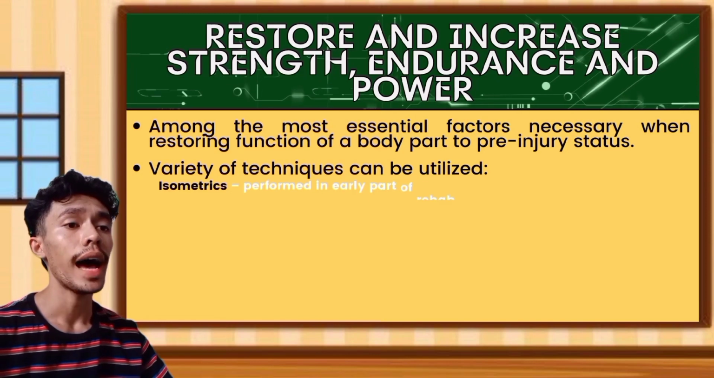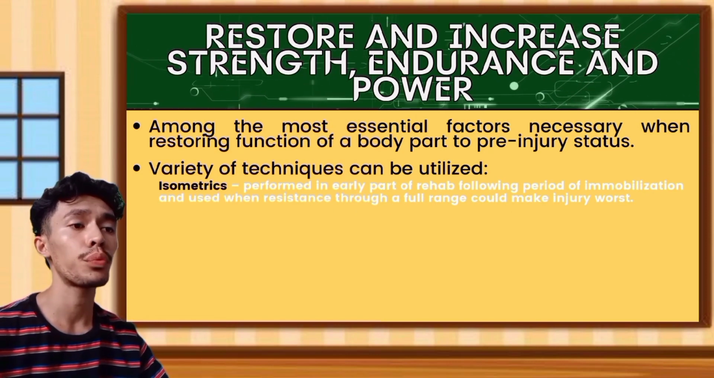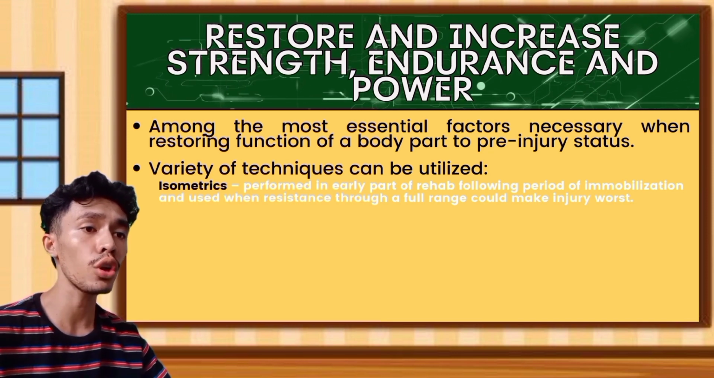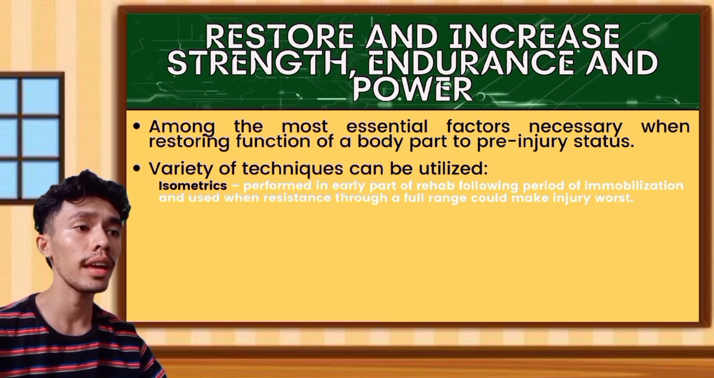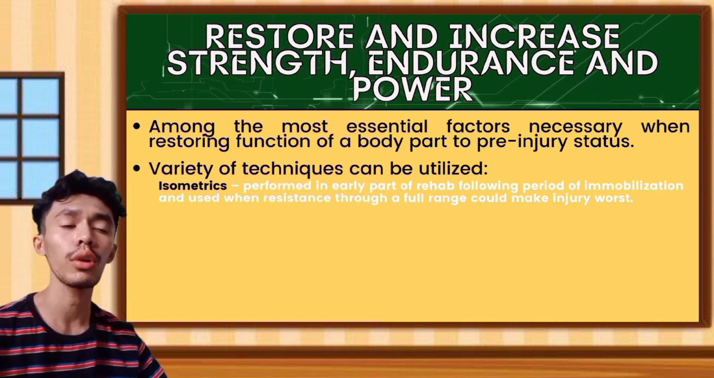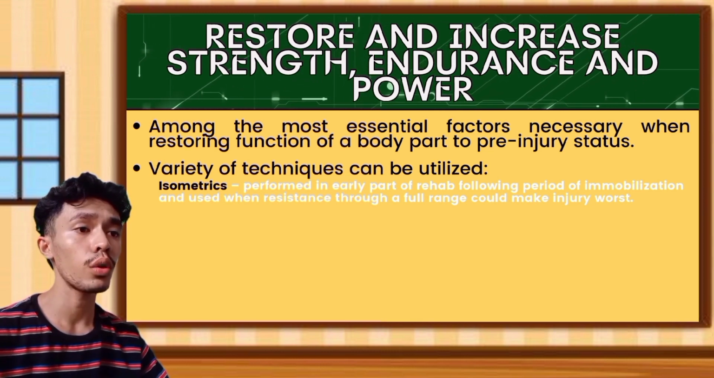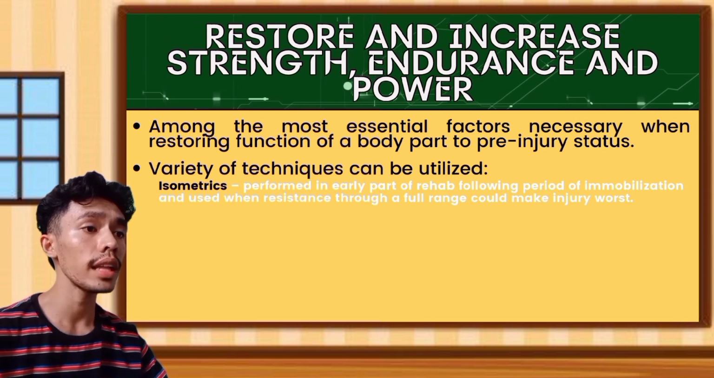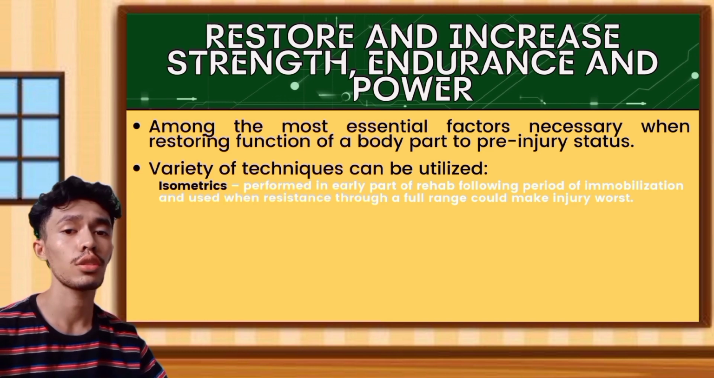Now, isometric exercise is performed in the early part of rehab following a period of immobilization. It is used when resistance through a full range could make the injury worse. Take note of that. It increases static strength, works to limit atrophy, and creates a muscle pump to decrease swelling.